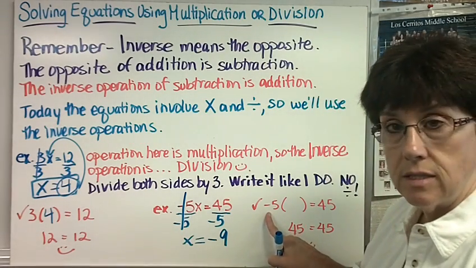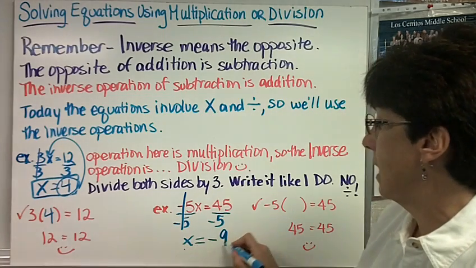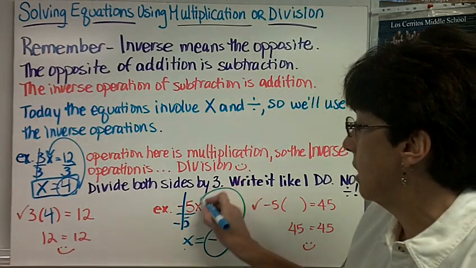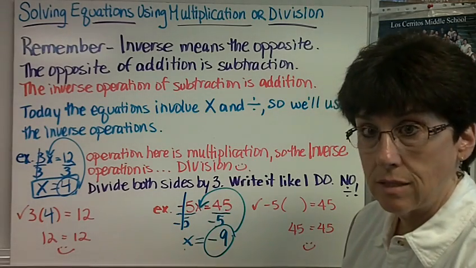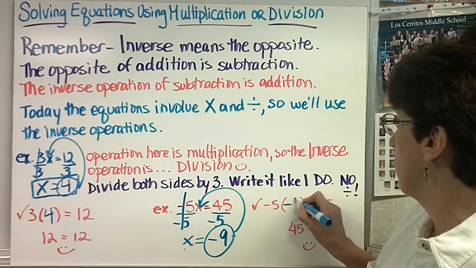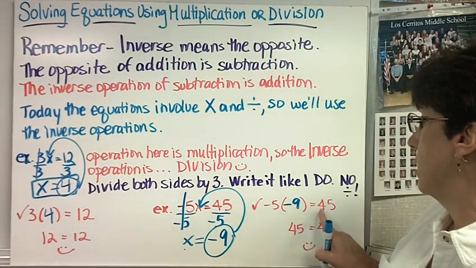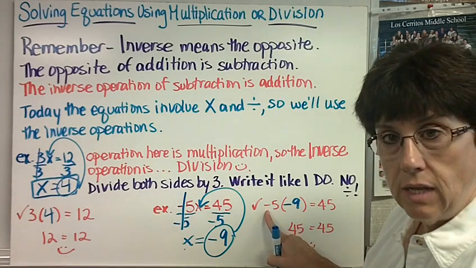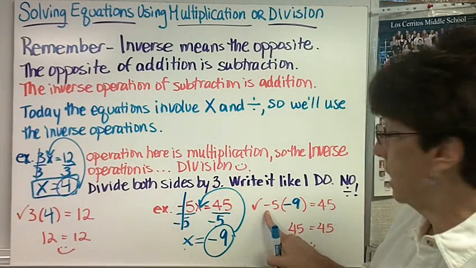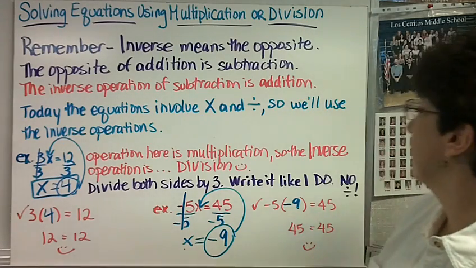Now to check this, I'm going to substitute it back into the original equation. So x is negative 9, so negative 9 gets substituted for the x. I can't say that enough. So here I'm going to substitute it in parentheses. Negative 5 times negative 9 is 45. 2 negatives in multiplication make a positive. So 5 times 9, 45.